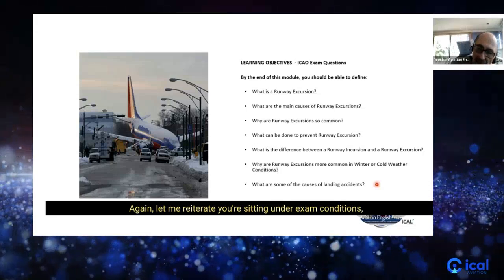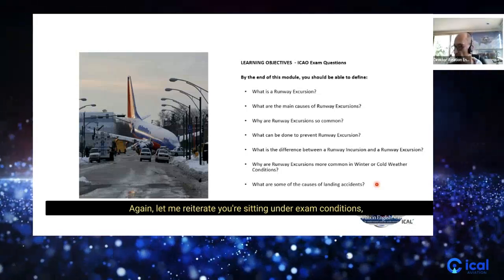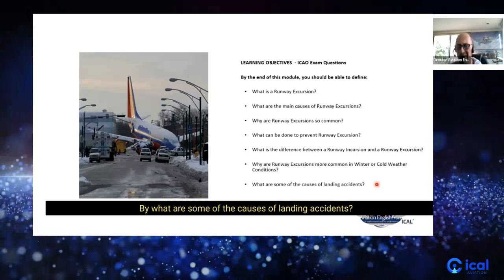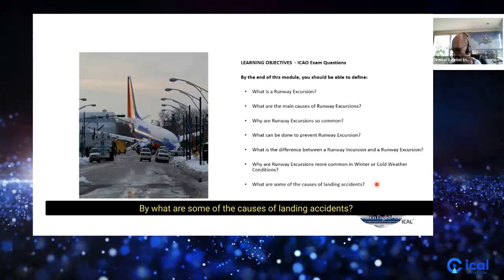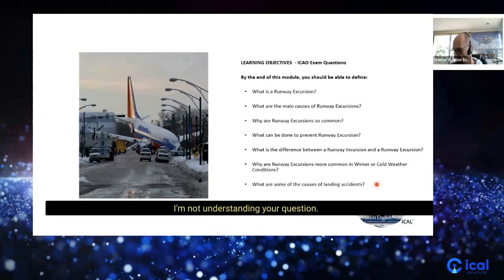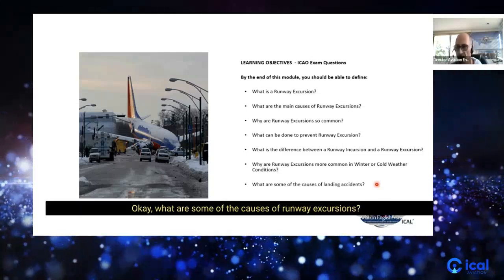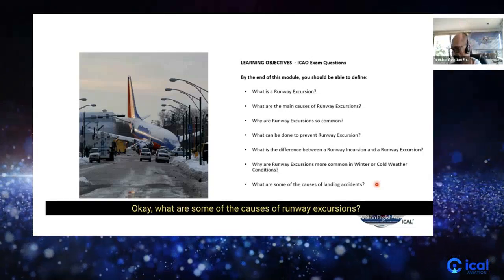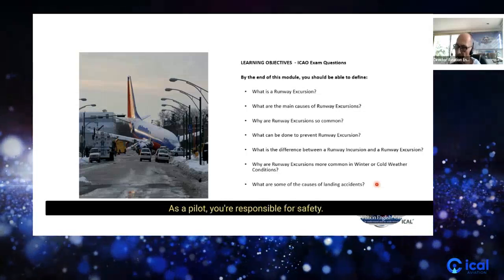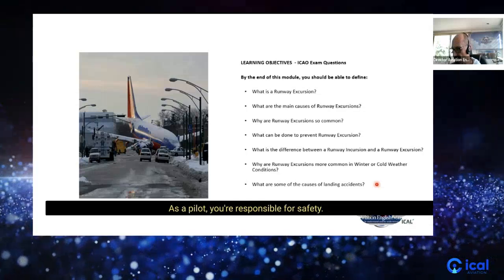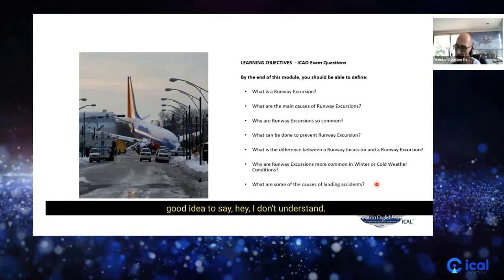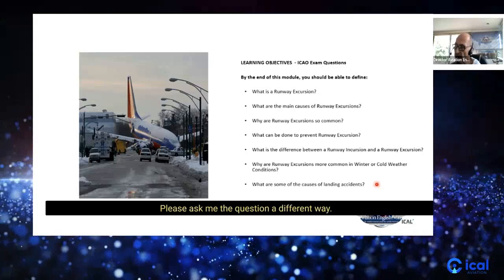Again, let me reiterate, you're sitting under exam conditions. You might not have it going through your mind. What is the examiner saying by what are some of the causes of landing accidents? So then say to the examiner, please, can you ask me the question a different way? I'm not understanding your question. Okay, what are some of the causes of runway excursions? Again, please understand that you're a pilot. As a pilot, you're responsible for safety. If you don't understand the question, it's a good idea to say, hey, I don't understand. Please ask me the question a different way.